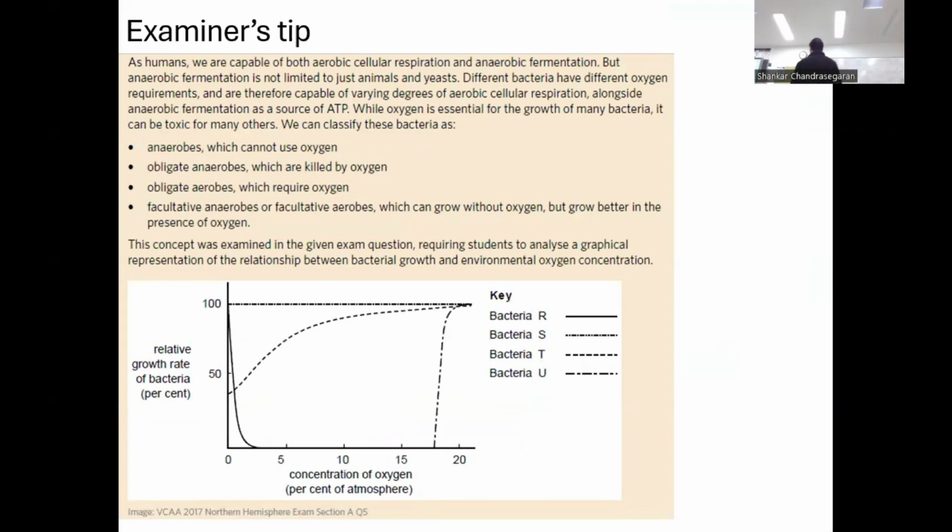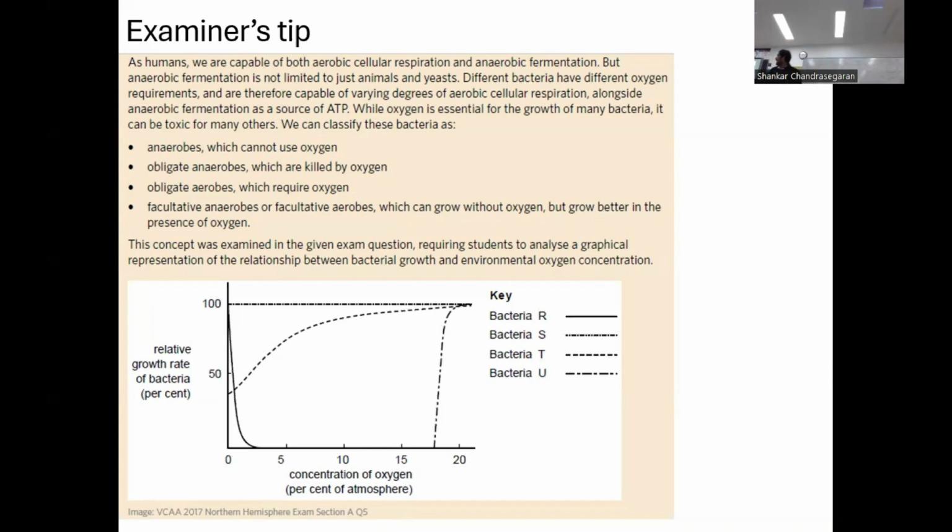So, when describing anaerobic and aerobic respiration, there are certain organisms that can survive in oxygen-rich environments. There are certain organisms that are not capable of surviving in oxygen-rich environments, meaning that oxygen is toxic to them. And then there are organisms that can survive without oxygen, but do better in an oxygen environment. And each of them has its own name, right?